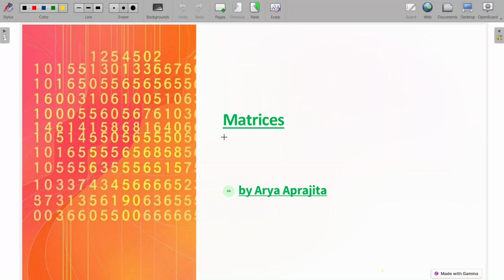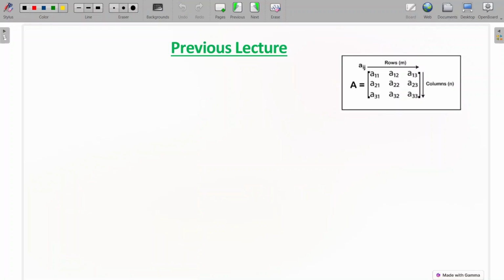In this lecture, we will study the NCERT exercise. We will solve all the questions of NCERT exercise 3.1. First, let's discuss the previous lecture. In the previous lecture, we dealt with matrices, types of matrices, rows, columns, order of a matrix, and the elements of a matrix. What are the elements of a matrix? What is the order of a matrix? And we dealt with the special types of matrices. So in this lecture we will solve NCERT exercise 3.1.